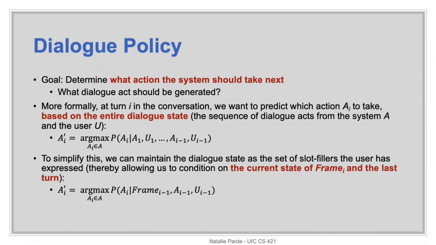The dialog policy is the other major component of modern dialog managers, and its goal is to determine what action the system should take next, given the information it has received from the dialog state tracker. This can be formalized by the equation you see here, where the selected action, A sub I prime, is the action with the maximum probability of occurrence, given all of the actions and utterances up until the current point. We can simplify the dialog history by representing it as the current state of the frame.